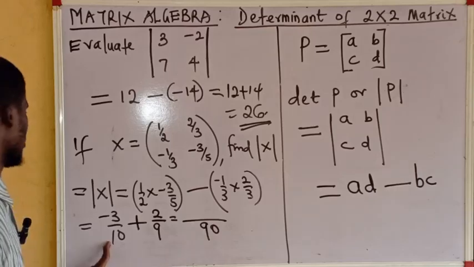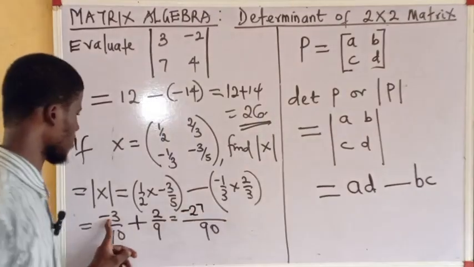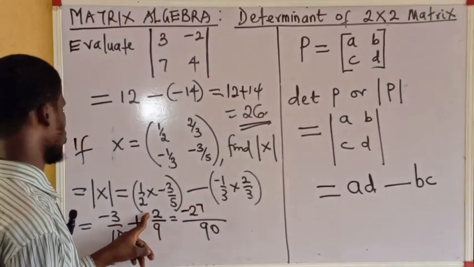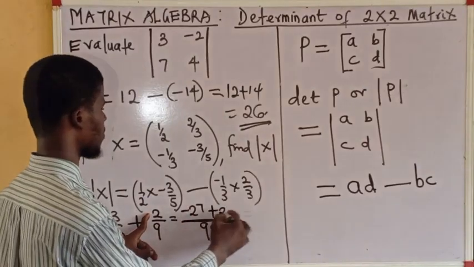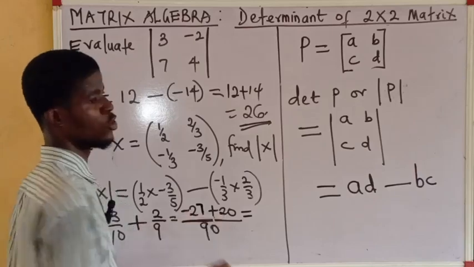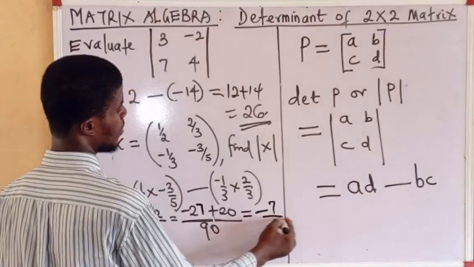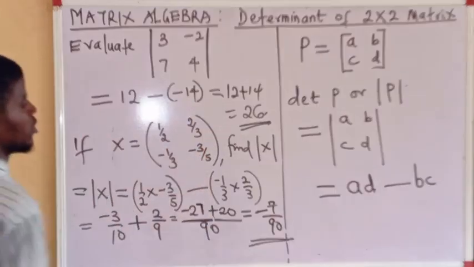90 divided by 10 is 9. 9 times minus 3 is minus 27. 90 divided by 9 is 10. 10 times 2 is 20, right? That's plus 20. Minus 27 plus 20, which is 20 minus 27, is minus 7 all over what? 90. This is the determinant of this 2 by 2 matrix.